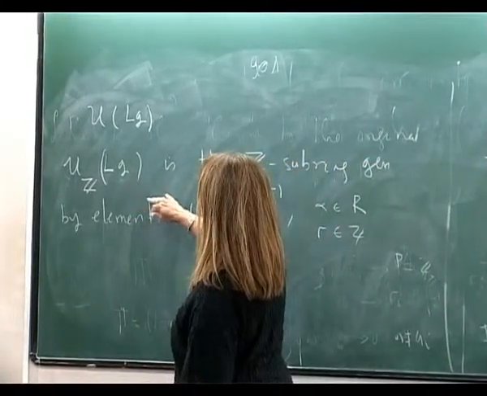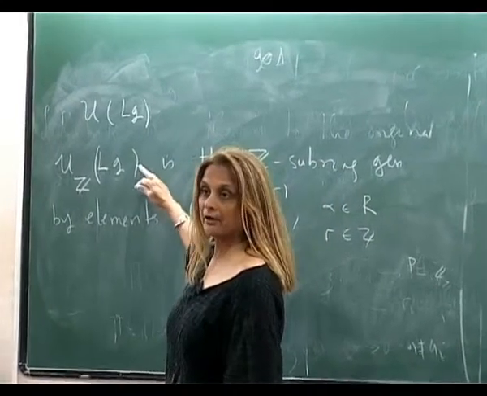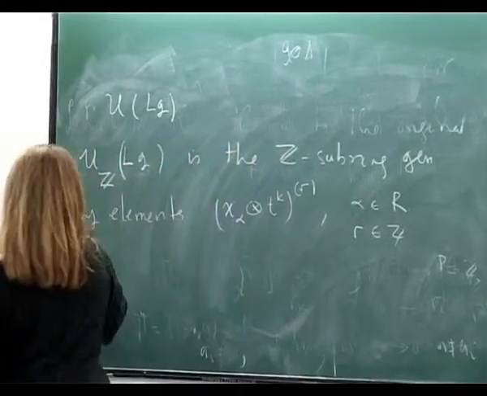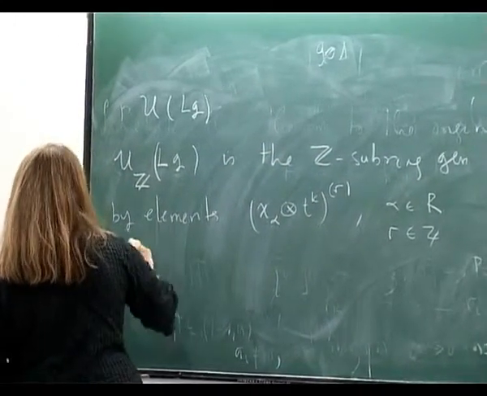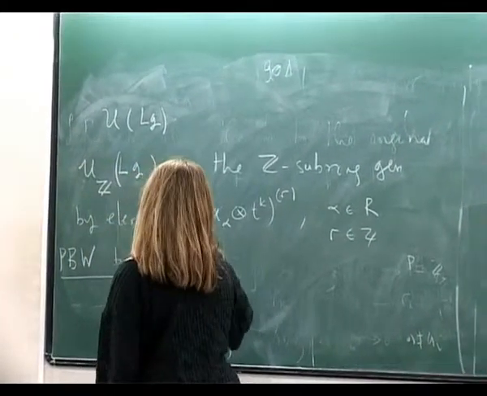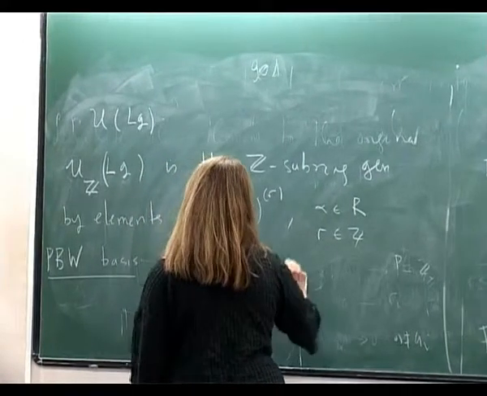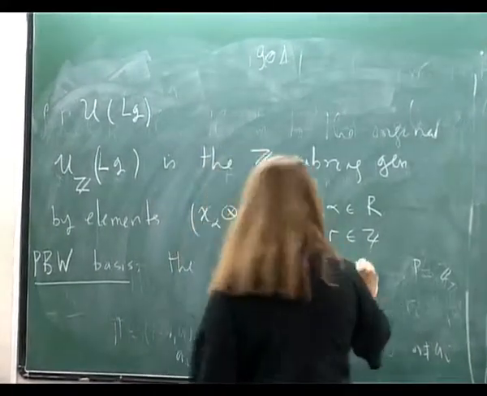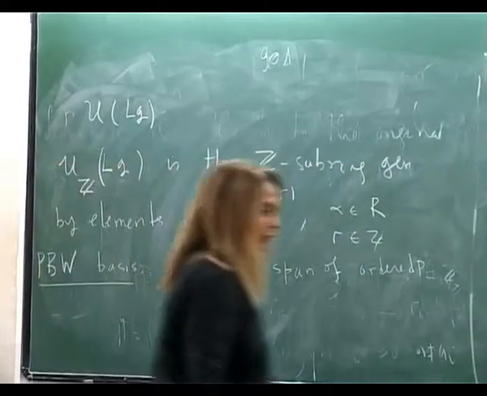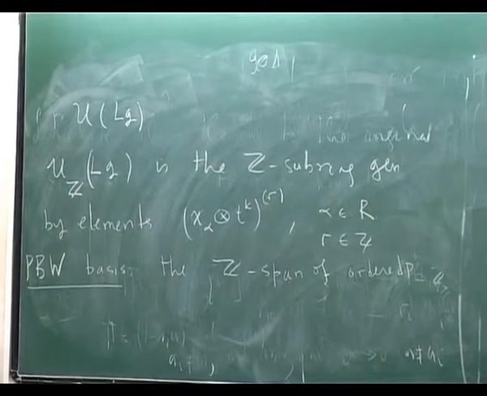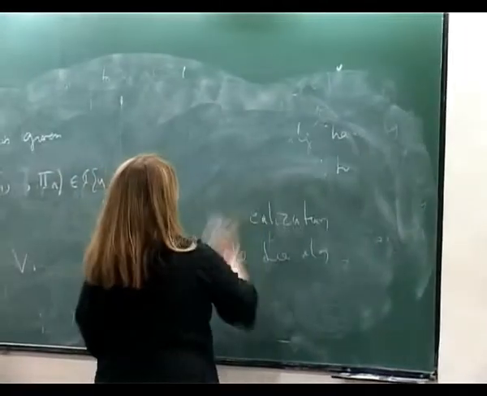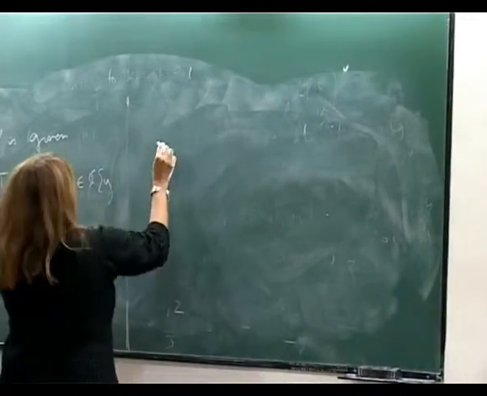Originally, Kostant and Chevalley gave us a Poincaré-Birkhoff-Witt type basis for this algebra. What Garland does is the same, so we have a Poincaré-Birkhoff-Witt basis for this algebra: the Z-span of ordered monomials of the following form.